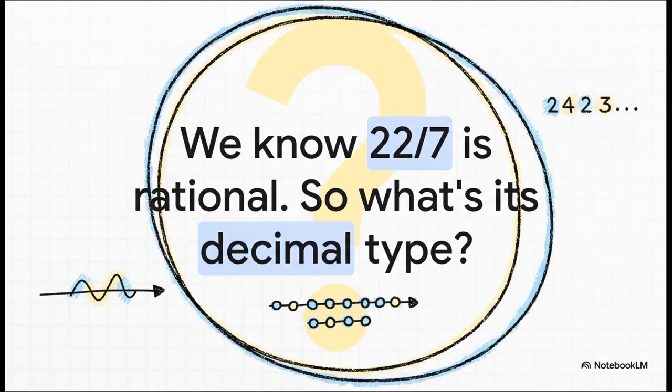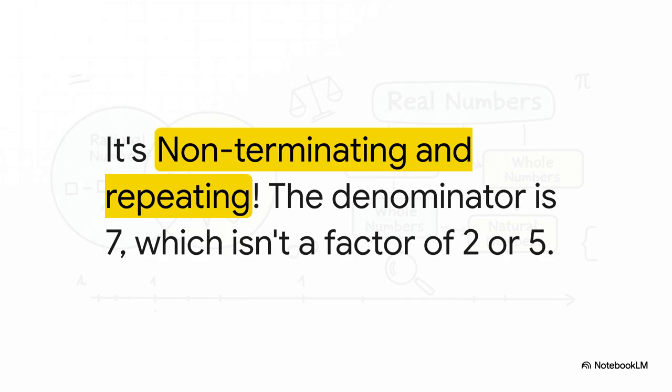All right, for our final challenge, let's take a very, very famous rational number, 22 over 7. Using our new rule, what kind of decimal expansion is it going to have? Of course, it's non-terminating and repeating. The denominator is 7, a prime number that isn't a 2 or a 5. And this, right here, is why 22/7 is only an approximation of pi. While 22/7 is rational and its decimals repeat in a pattern, the true value of pi is irrational and its decimals go on forever with no pattern at all.